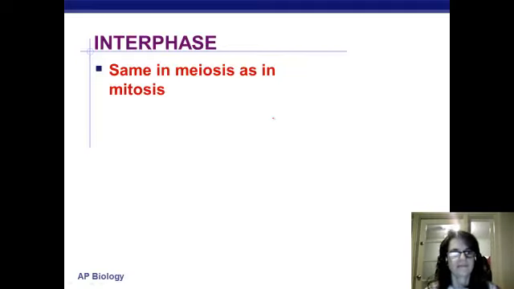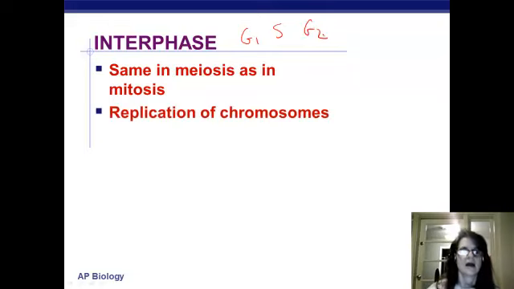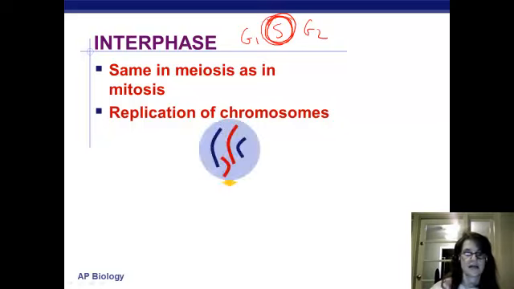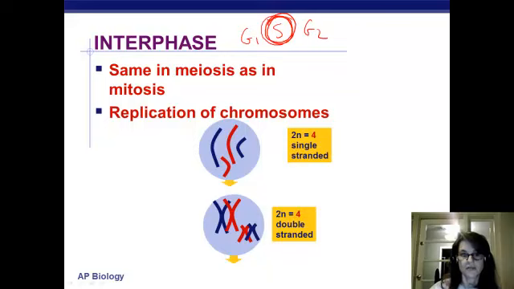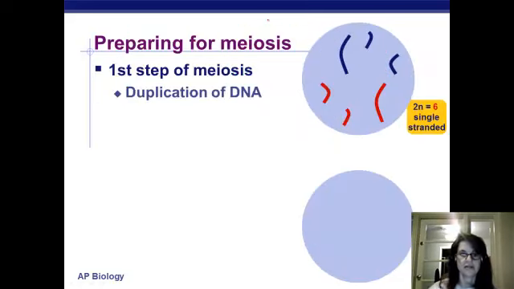Now, interphase, cells just living out its life. And that is essentially the same in meiosis as it is in mitosis. We've got, remember, interphase, we got G1, S, and G2, same. And what that means is there is going to be a replication of the genetic material during the S phase. Okay, we're going to go from single-stranded to double-stranded chromosomes in interphase, in meiosis, just like we did in mitosis.